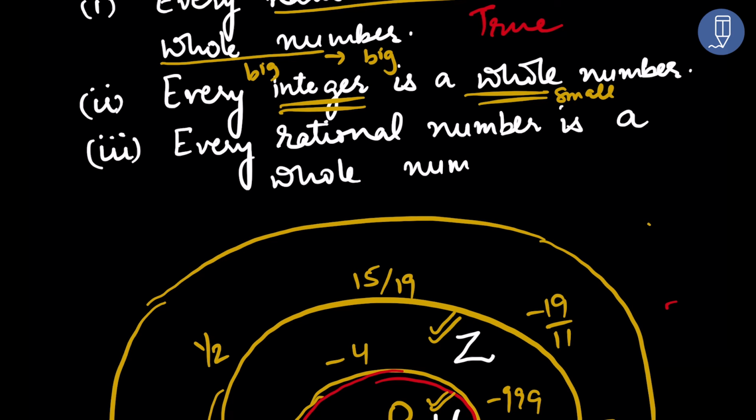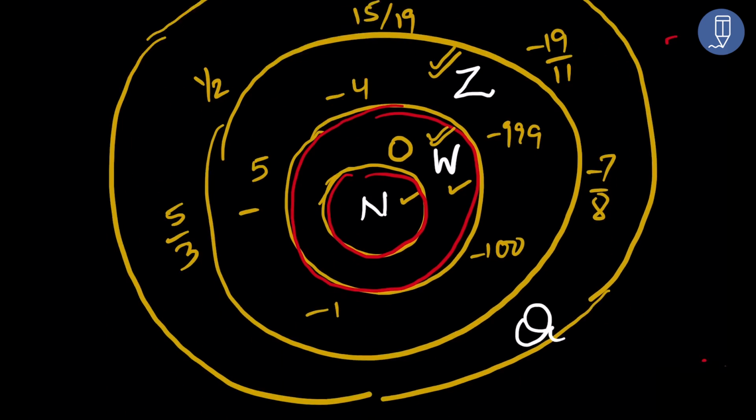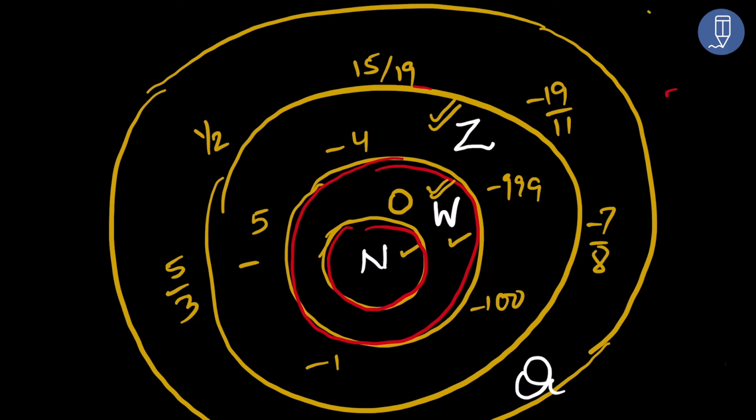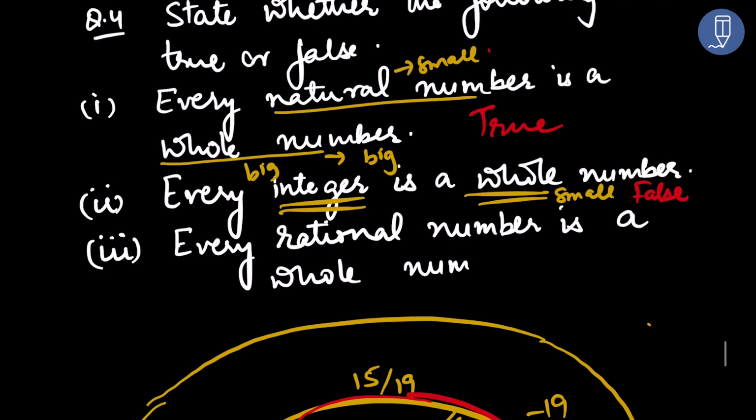Now if I ask you, all the integers are inside whole numbers. That means this circle of integers is big. Can it be inside this smaller circle? Answer is false. So see here, integers is a big circle. It cannot be inside whole numbers. So the statement is false. So this tells you whenever out of these two, the first one is small, the answer will always be true. If the first one is big, the answer is false.